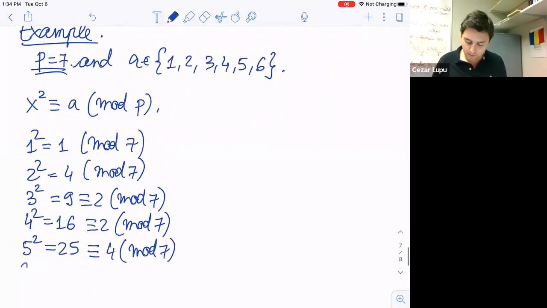Now let's see the last one. 6 squared will be 36. What is 36 mod 7? 7 times 5 is 30. Okay, so it's 1 mod 7.